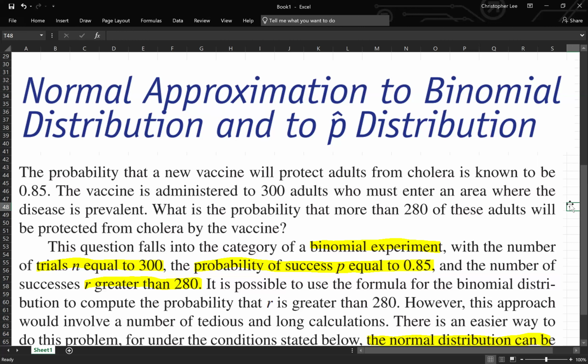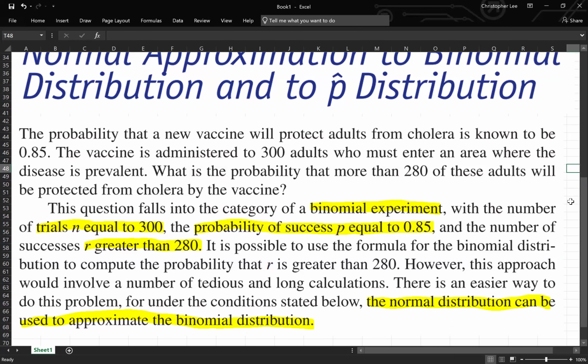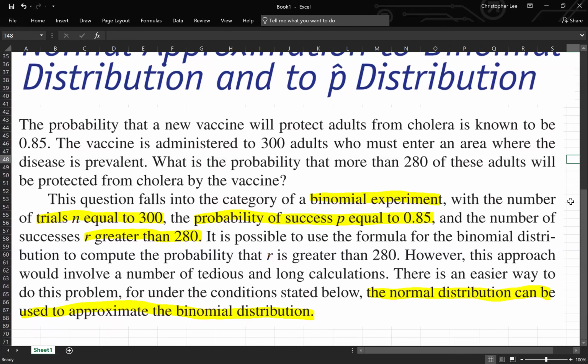However, this approach would involve a number of tedious and long calculations. There is an easier way to do this problem, right? Under the conditions stated below, the normal distribution can be used to approximate the binomial distribution. So that's our game for today.